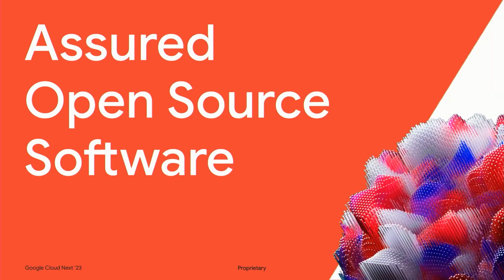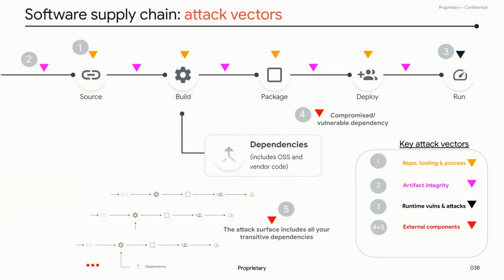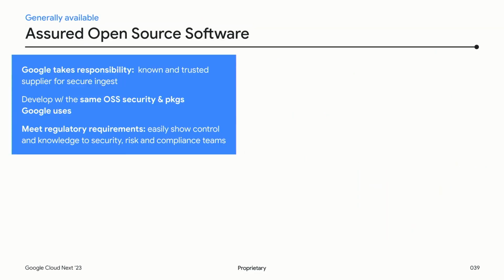So one of the ways we're looking at making this easier for you is with our Assured Open Source Software service. Again, as Aron pointed out, there are 5 areas of risk. The one that everyone's most familiar with is number 3, vulnerabilities and runtime. But with Assured Open Source, we try to address all 5, and we'll talk a little bit about how. Assured Open Source became generally available in April. It's really focused on a few things. Google being one of the known and trusted suppliers of open source software for you.